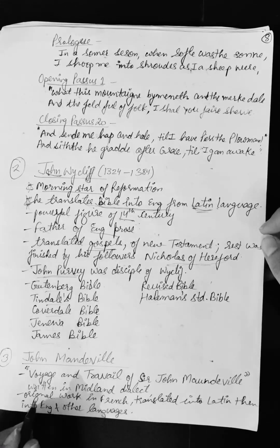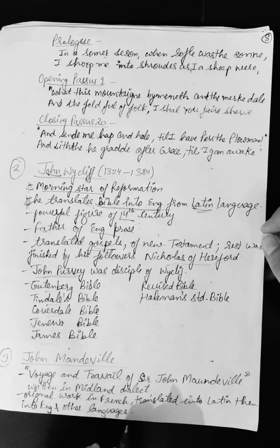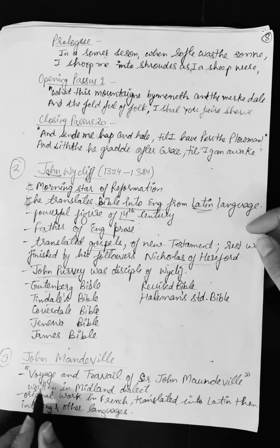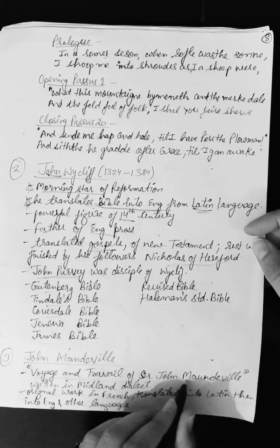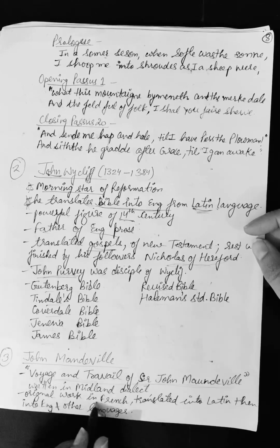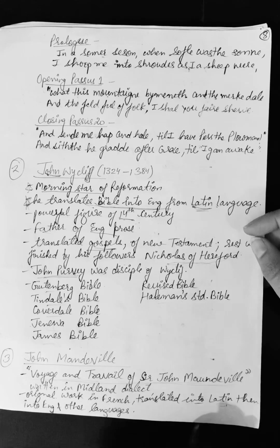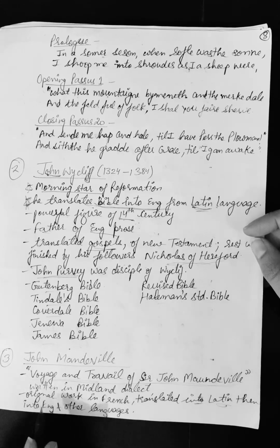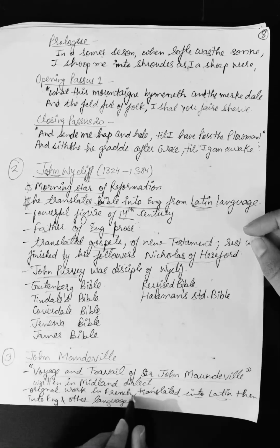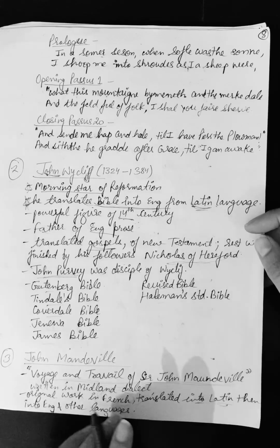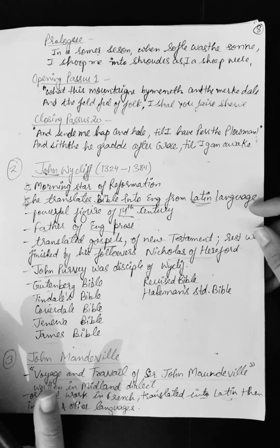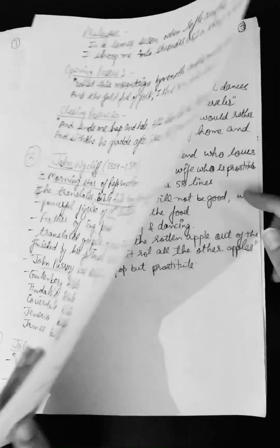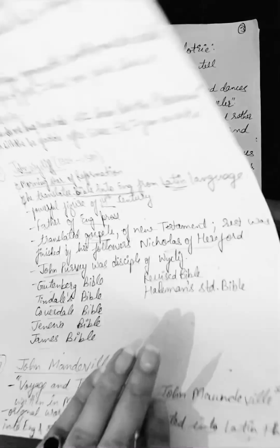Third, a major and most important writer, John Mandeville, and his work is The Voyage and Travel of Sir John Mandeville. Remember this, it is written in the Midland dialect, and the original work is in French, later translated into Latin, English and other languages. Just remember this point, that the original work is in French and later got translated. That's all about Chaucer's contemporaries, and I don't think there is any need to go into the detail of any other writer.